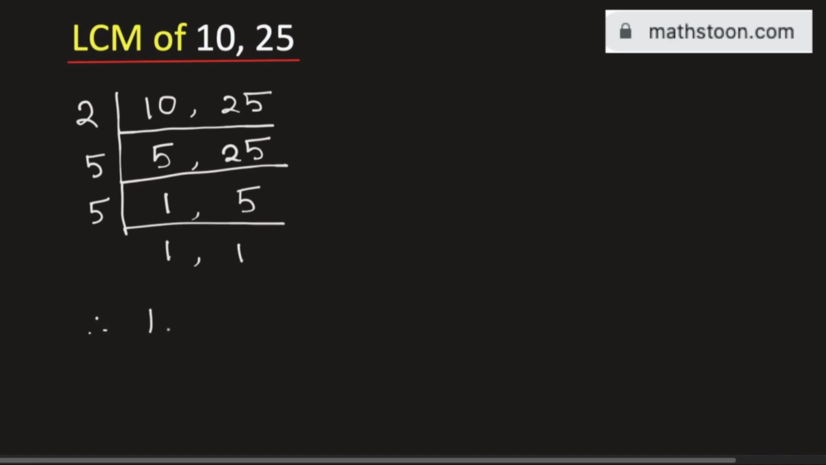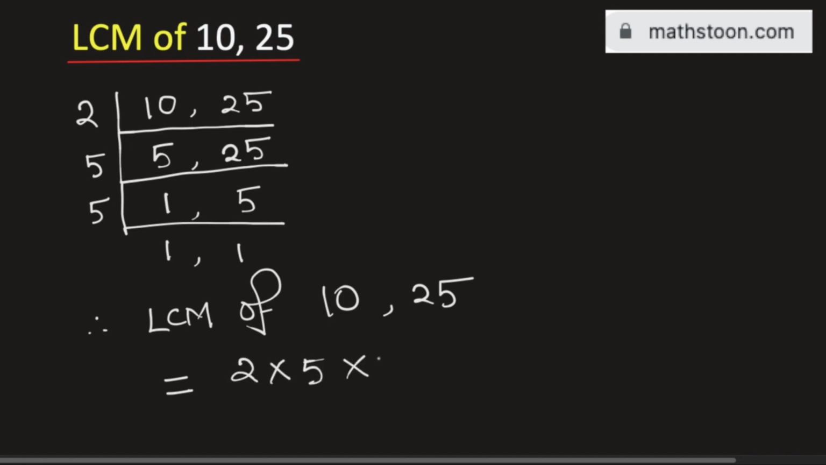So, the LCM of 10 and 25 will be equal to the product of the numbers on the left hand side. That is 2 times 5 times 5. Multiplying these numbers, we will get 50. So, 50 is the LCM of 10 and 25, and this is our final answer.